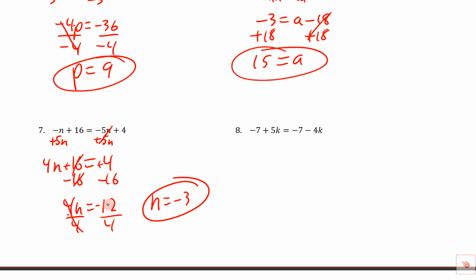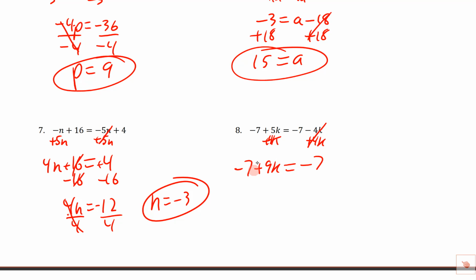All right, let's take a look at this one. Similar situation here. There's no simplifying to do on either side, but we do want to move the variable. So I've got a choice between a 5k and a -4k. The -4k is the smallest, so we're going to add 4k to both sides. Those are going to cancel. -7 here. We've got a -7 plus 5k plus 4k is 9k.